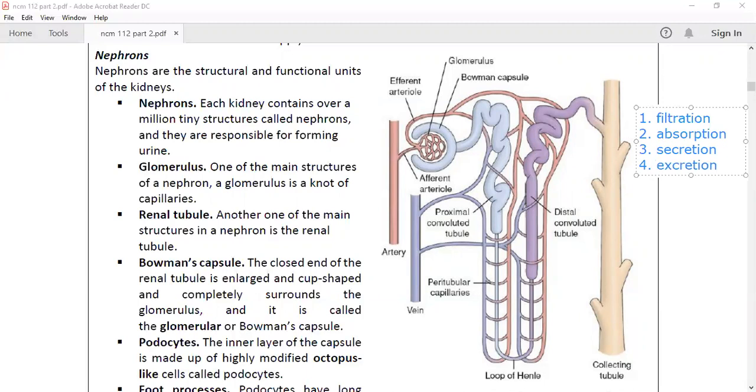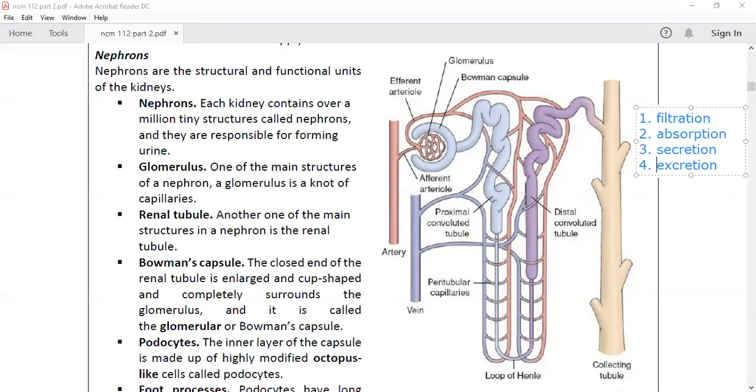Although I have numbered them 1 to 4, several of the processes have an overlap and they do not necessarily occur in a sequence. Okay, but some others do occur in a sequence. It's like, for example, first, your filtration. So your blood components that are destined to be excreted are now filtered in your glomerulus.